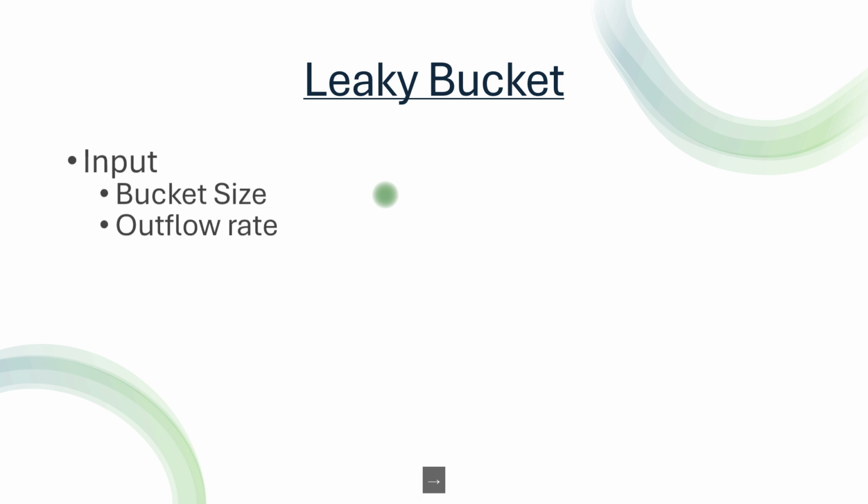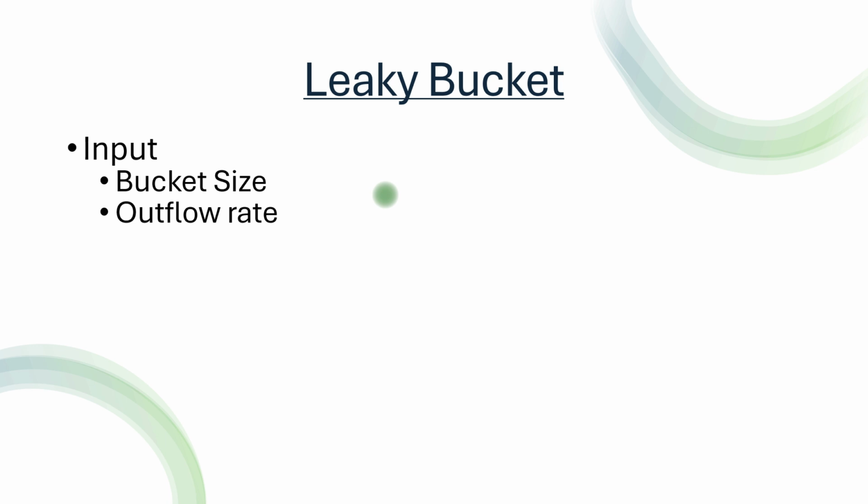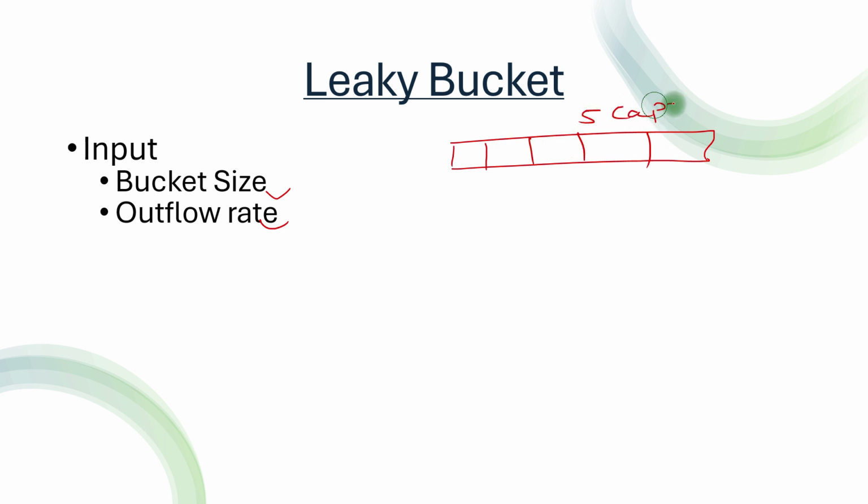Next one that we have is the leaky bucket. What are the input parameters for this one? Leaky bucket is actually implemented using a queue. So let's see how it works. The bucket size, the queue size you can say, is an input parameter for this one, and the outflow rate is the other. So let's say this queue is divided into certain parts. Let's say initially it has 1, 2, 3, 4, 5. So this is the capacity, the size of the queue.